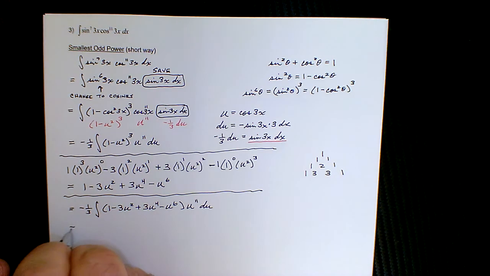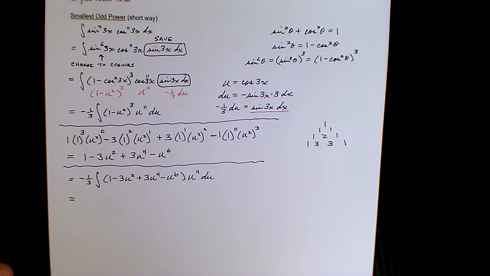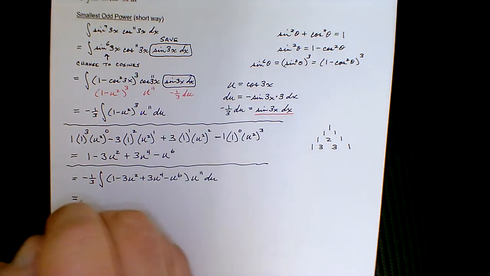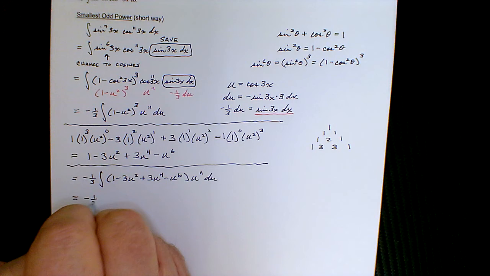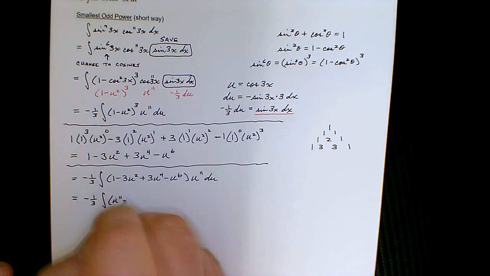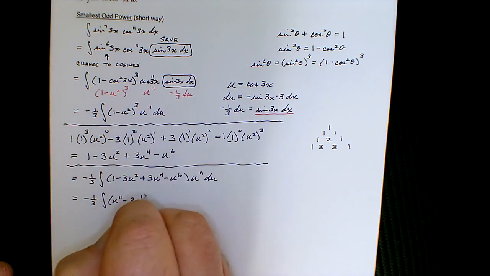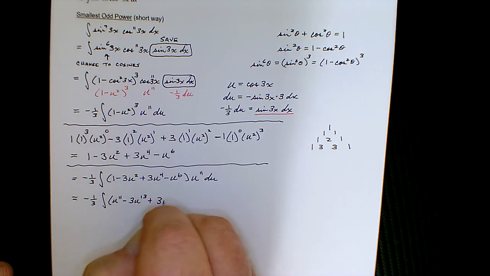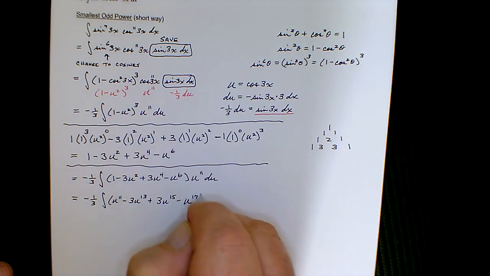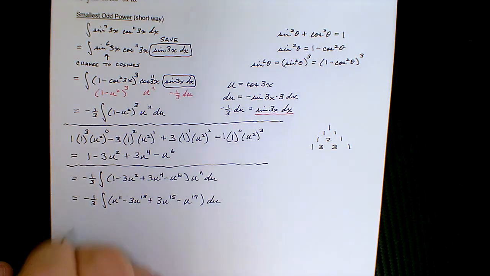And before we can integrate, once again we have to have a sum or difference of terms of the form u to the n. So this u to the 11th needs to be distributed. So we copy this minus 1/3 integral, distributing u to the 11th minus 3u to the 13th plus 3u to the 15th minus u to the 17th, all with respect to u. Now we're ready to integrate.